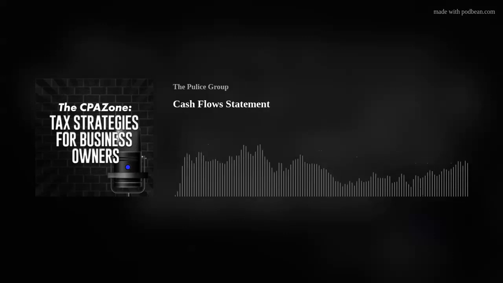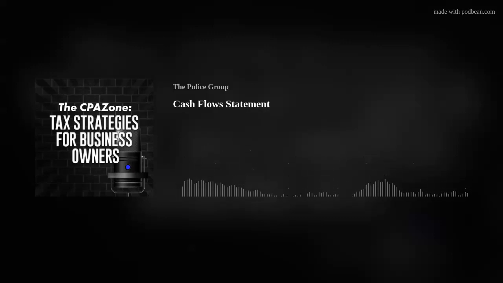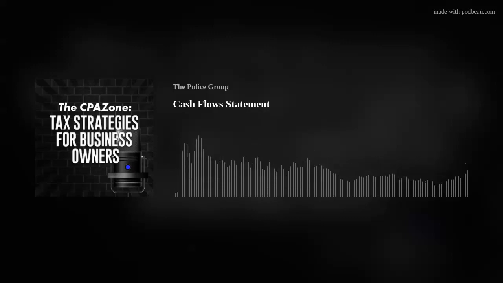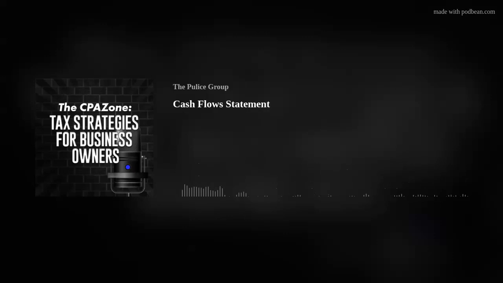The first we'll talk about is the operating cash flow ratio, which is a measure of a company's ability to cover its current liabilities by using its cash flows from operating activities. It's calculated by taking cash flow from operations divided by current liabilities. Remember, current liabilities comes from the balance sheet, so we need both financial statements to calculate this ratio.